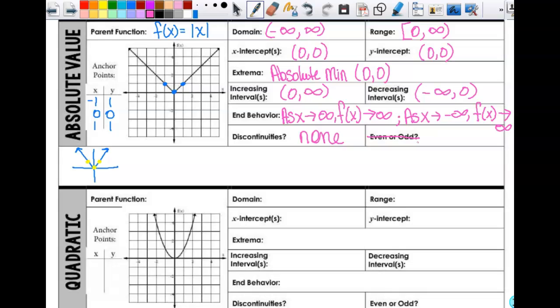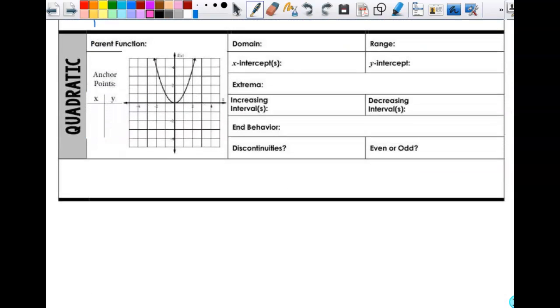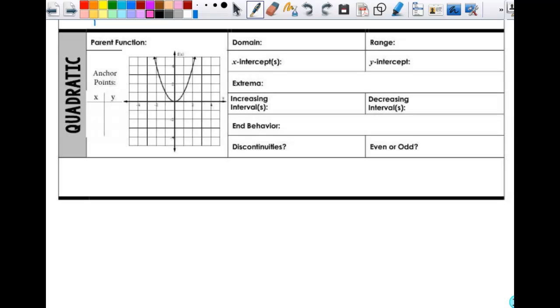All right, let's look at quadratic. I'm going to let you try and fill in some of this here in just a second. So quadratic, now you've been doing quadratic since Algebra 1. Your parent function for the quadratic is f of x equals x squared. This is what the graph looks like. It's a parabola, right? So 0, 0 will definitely be an anchor point. And then negative 1, 1, and 1, 1.